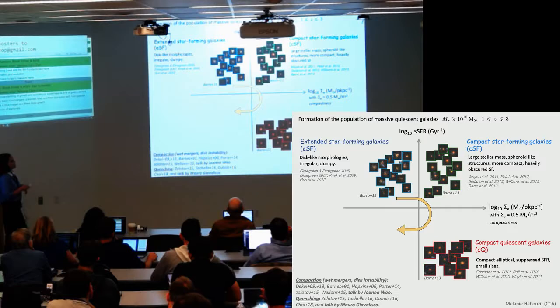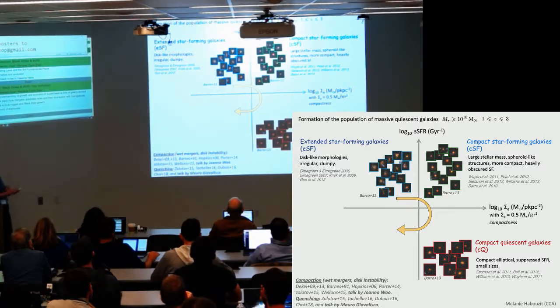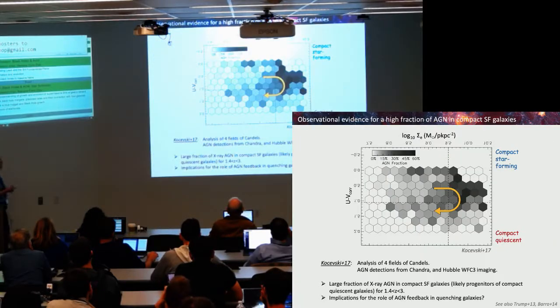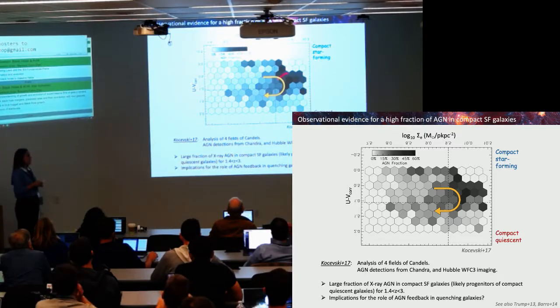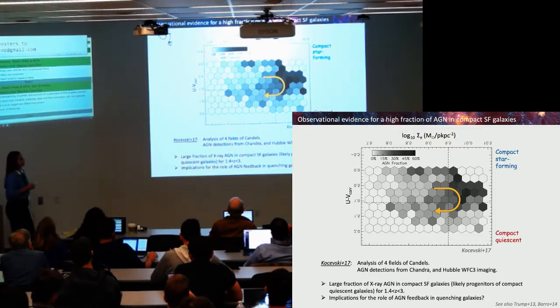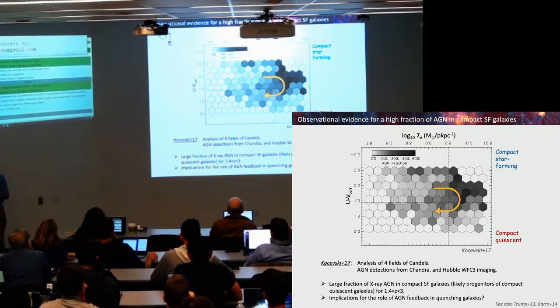So when you look at this diagram, you can say, okay, maybe we are looking at an evolution through different phases of galaxy evolution. And so this compact star-forming galaxy would be the progenitor of those compact quiescent galaxies, as there is evidence for that. Observers, again, this is the same diagram, and there has been evidence in observation for a high fraction of AGN in those compact star-forming galaxies, potentially implying that the role of AGN feedback in quenching those galaxies is important.